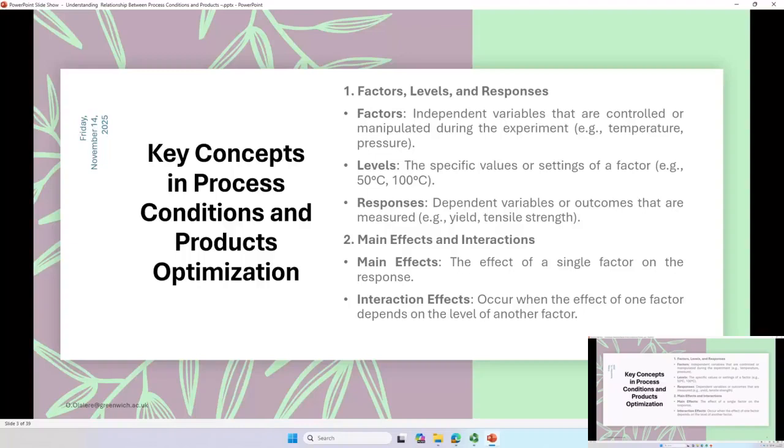So, main effect is the effect of a single factor on the response. Now, we have cooking time, we have rice to water ratio, we have temperature. Each of these factors has its own contribution, not in total, not in interaction. So, for example, the cooking time has its own contribution to the texture, right?